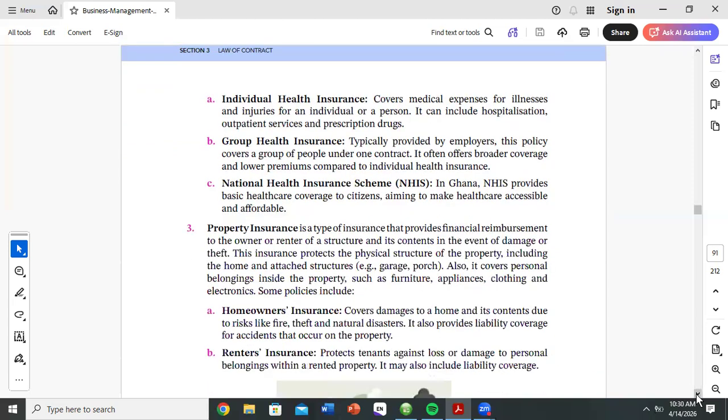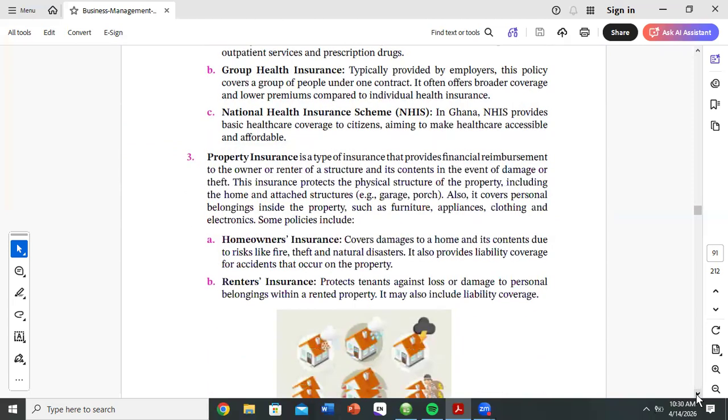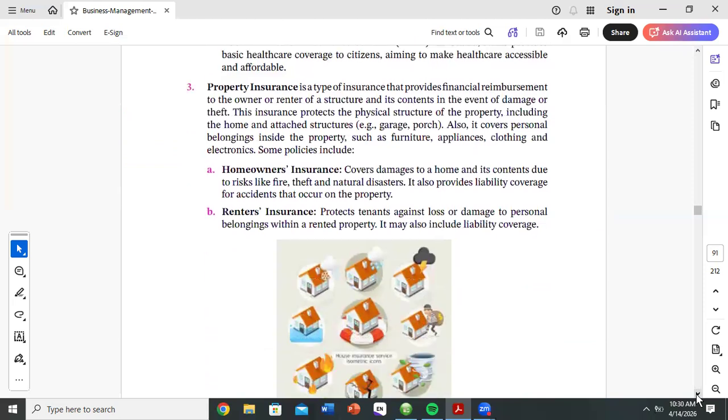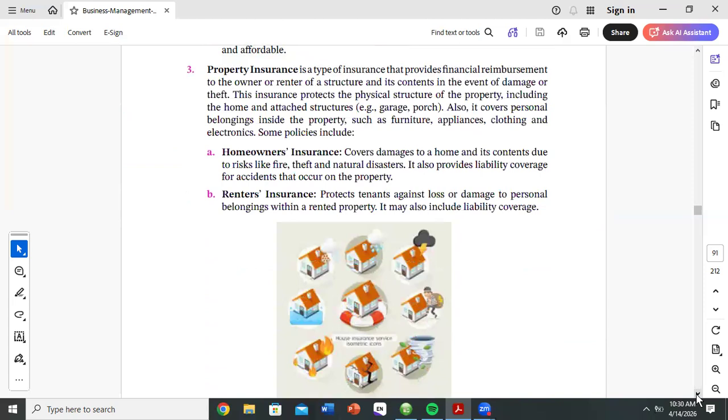Property insurance, your property. So you can insure your calculator. Go and insure your calculator against theft, so that when your colleagues who are very bad steal it, you can get compensation. But I don't know for a fact if an insurance company is willing to insure a calculator.